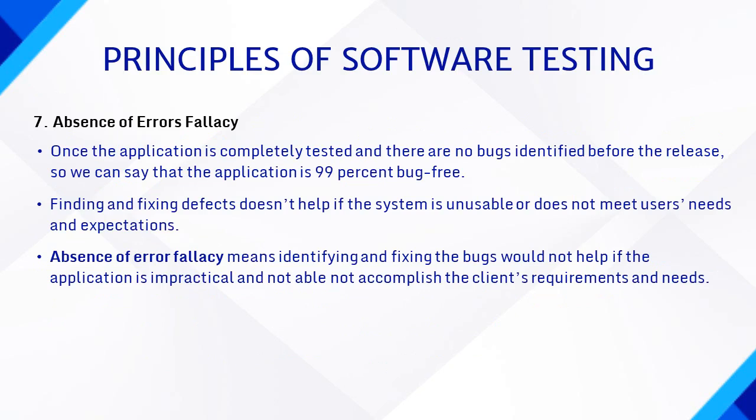The seventh principle is absence of error fallacy. Even if a software is fully tested and no bugs are found, let's say it's 99% bug free, that doesn't mean it's successful. If the system is unusable or does not meet the user's needs and expectations, finding and fixing bugs wouldn't help. This principle reminds us that testing should ensure the software fulfills its purpose and meets client requirements, not just be free of defects.